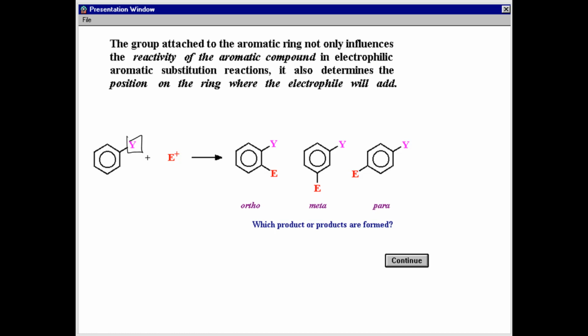And basically we are going to call this group, as I said earlier, the director. So it's going to direct the electrophile to either go ortho, meta, or to the para position relative to itself. But what groups do what? Well, fortunately, there's a system for this.